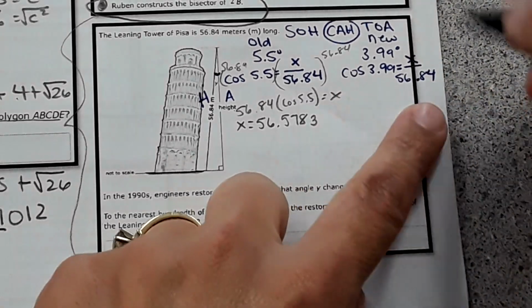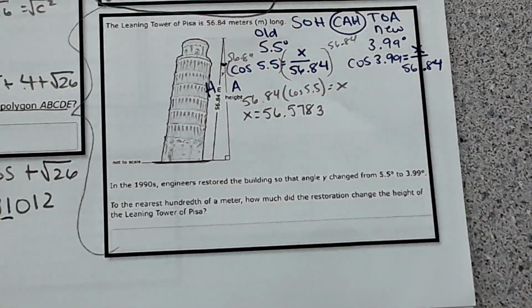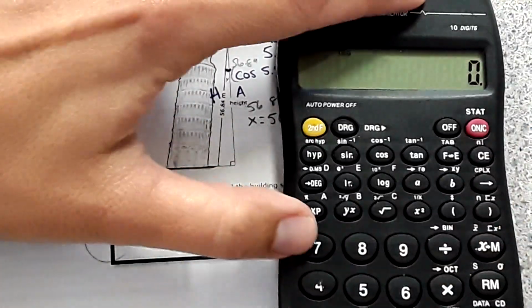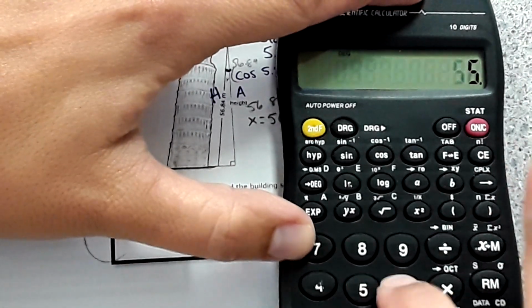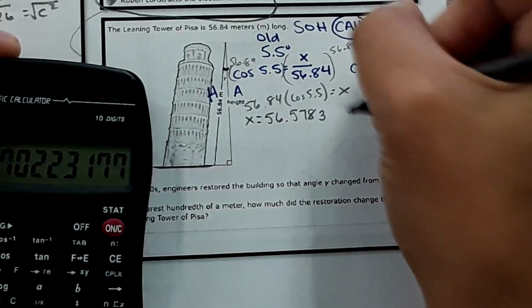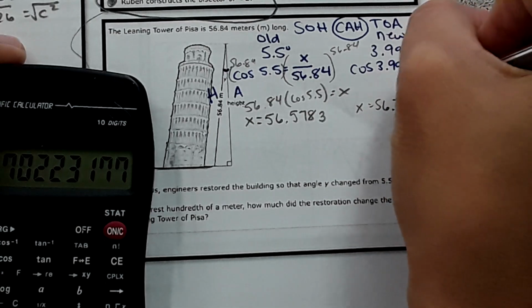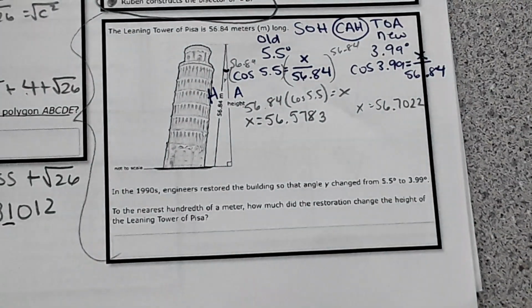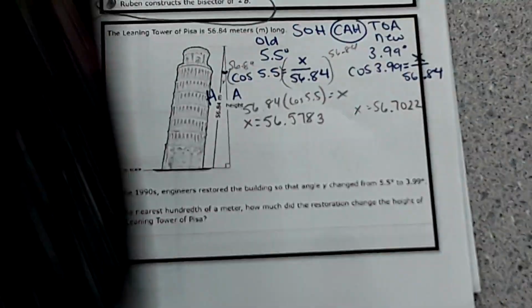Then for this one, same process. We're going to multiply both sides by 56.84. You might not have to write it all out. In the calculator, I'm going to do 3.99 cosine times 56.84. So the height after the restoration is this, 56.7022. It wants to know the difference in height, so we will subtract those two numbers.